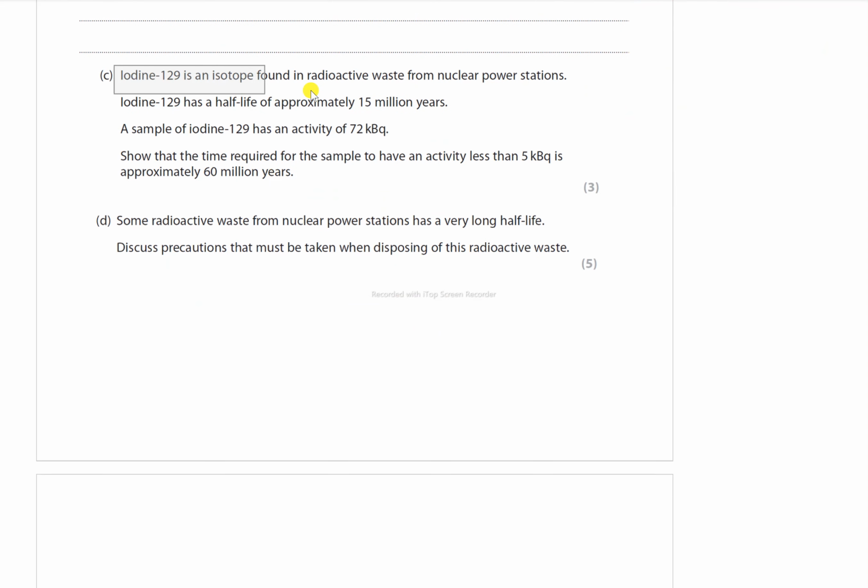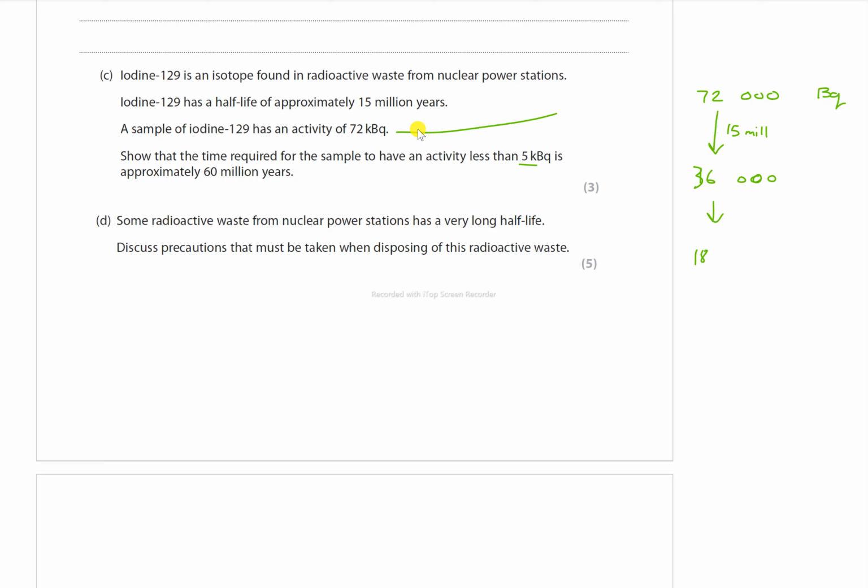Iodine 129 is an isotope, has a half-life of 15 million years. The activity is 72 kilobecquerel. Right, so what they're saying is 72,000 becquerel. So how long will it take? From there to there, half of that is 36,000. So it's taken 15 million years.